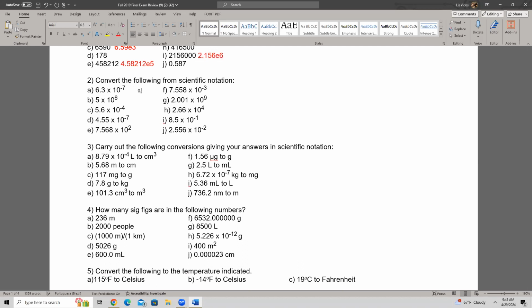Since it is negative, you know that it's going to be a small number. This is going to be 0.1, 2, 3, 4, 5, 6, and then 6.3. And that's how you know. This one is 5.